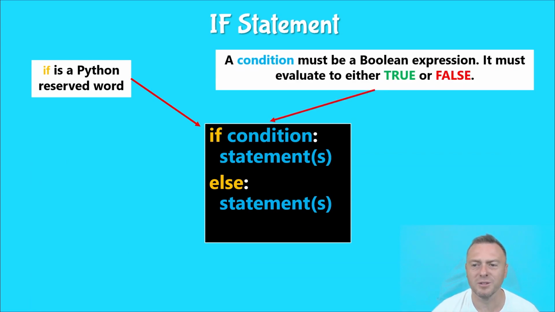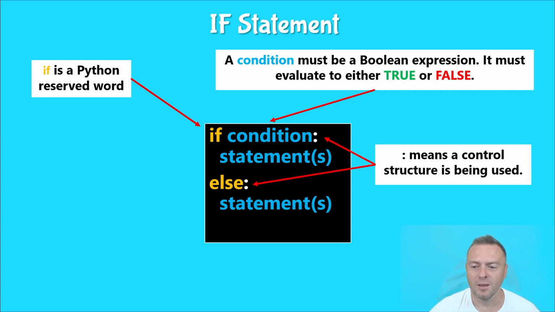The condition must be a Boolean expression, which is what we've covered before, and that must evaluate to be either true or false. So if it's true, you're going to go this way, otherwise you're going to go this way. The snaky bite or the colon is a control structure that has been used, and as soon as that has been used, any of the statements underneath it that you want to be bound to it need to be indented.